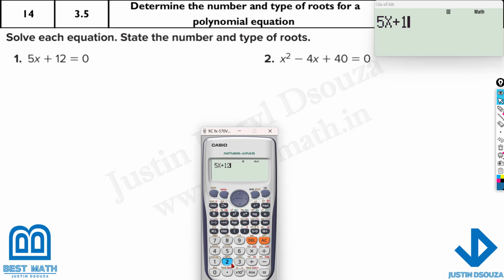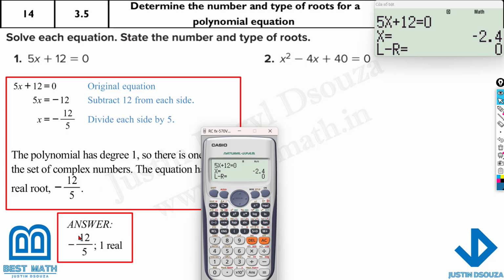That is 5x plus 12 equals 0. Or you can do it manually, then press shift, solve, and then equal to. It's negative 2.4. So you can see here, it's negative 12 by 5, which is basically negative 2.4. You have one real root. Why? Because it's not i, it's not imaginary, it's real. All linear problems will have real roots.